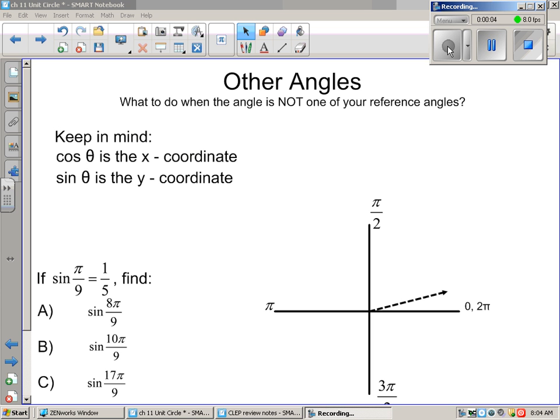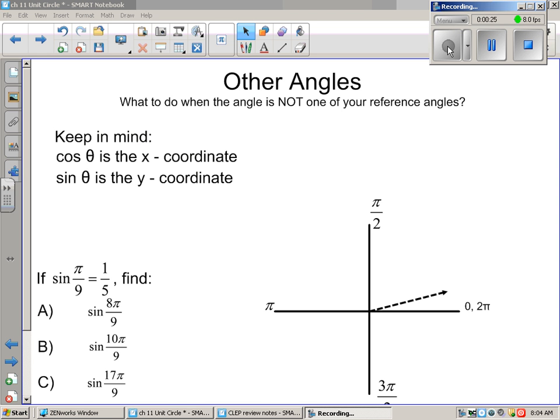All right, what do you do when the angle that you have is not one of your reference angles? Obviously, there are more angles than just 30, 45, and 60 degrees, and certainly 90 and 180 and 360 and 270 and all of those. So what do we do when the angle is not one of our reference angles? And that's what we want to look at today.